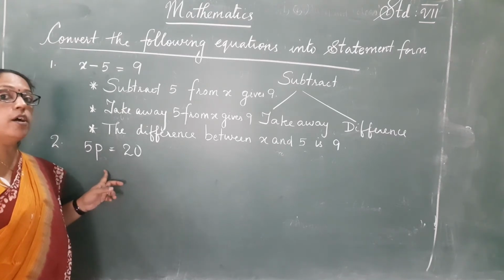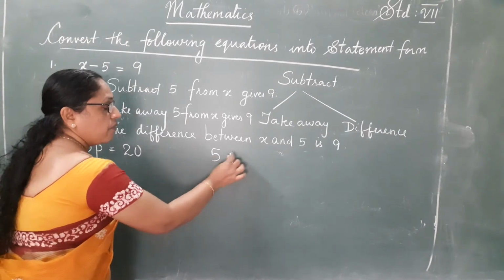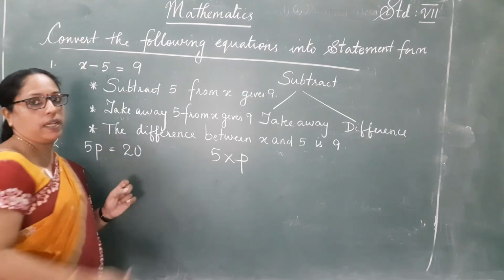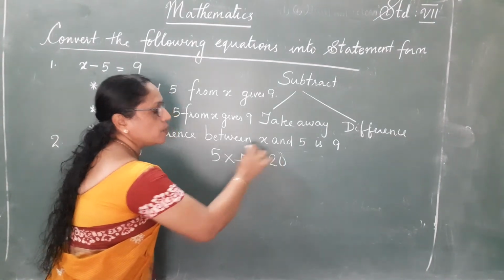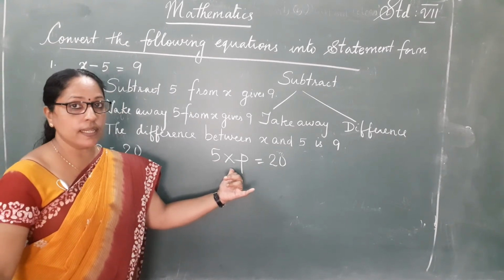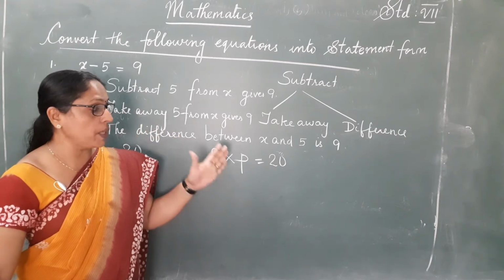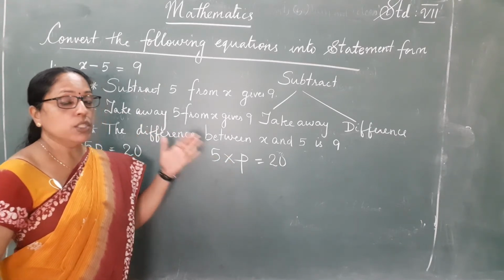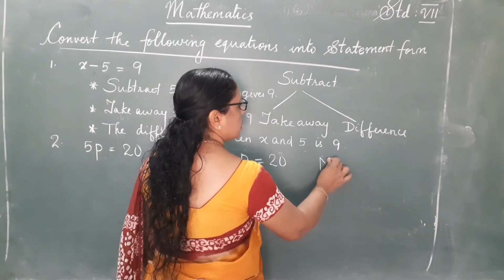Yes, very good. The operation is multiplication. 5p means 5 into p. Correct? So 5 into p equals 20. So the operation used here is multiplication. So you have to use that operation, multiplication term, to create the statement. So for multiplication, what are the terms?